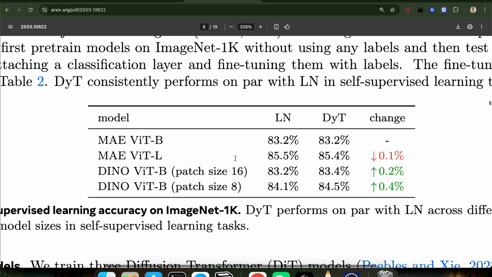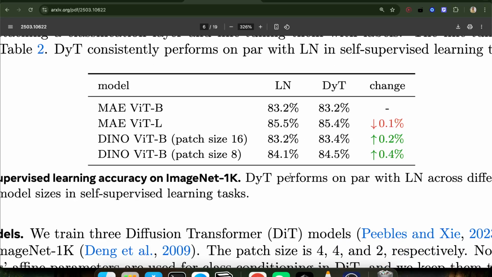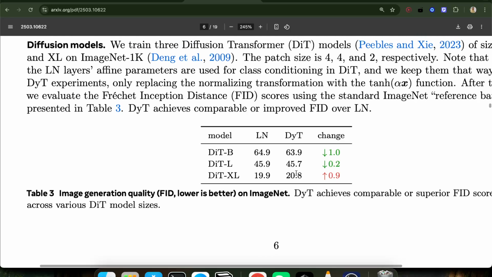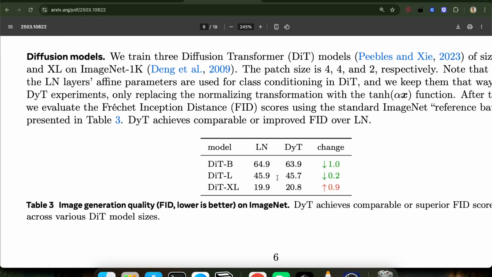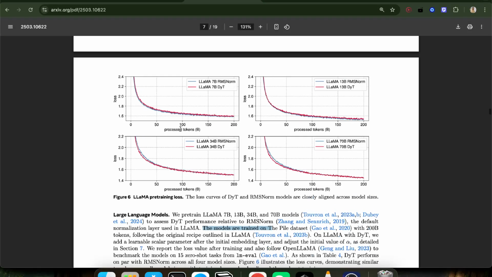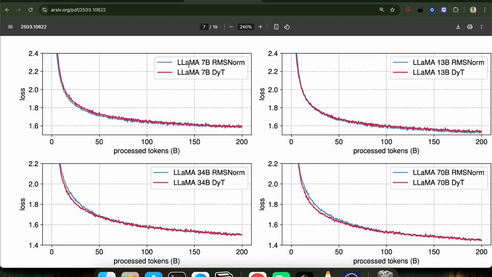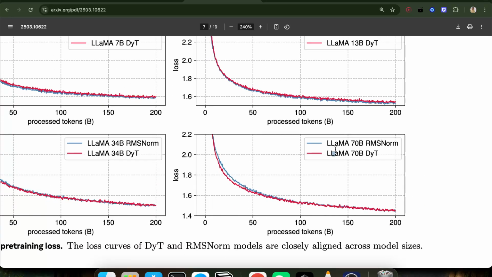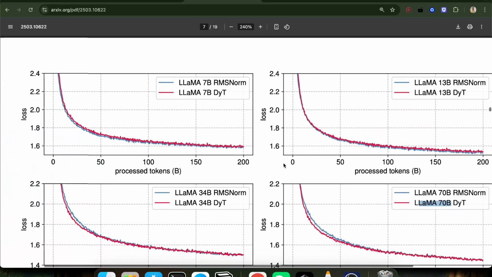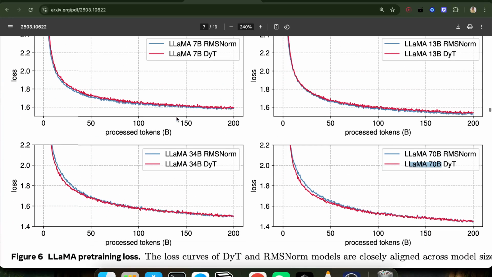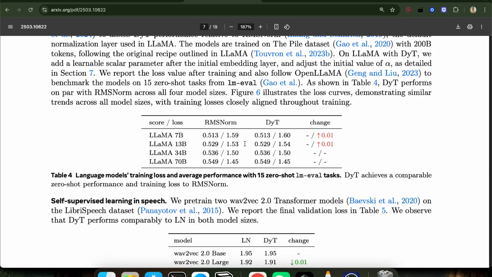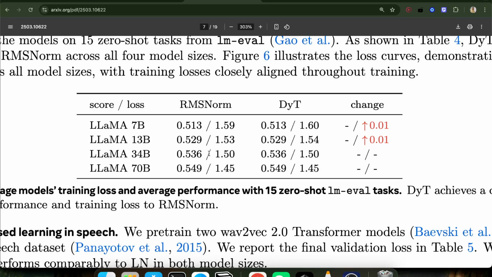They compare other visual models here. They are pretty much the same. Actually, they compare diffusion transformers here as well. Looks pretty similar. Then they also pre-train these Llama models, which seems to me like they have a lot of compute if they're going to pre-train a 70B model just for one experiment. So the loss seems pretty similar. So their claim is that you can just replace layer normalization with dynamic tanh.